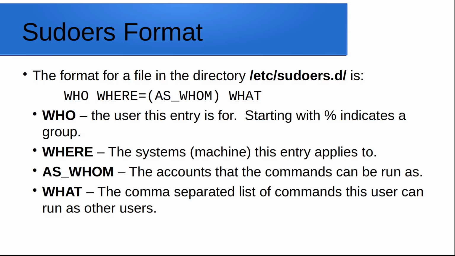As whom, so that lists who the accounts can run the commands as. You could run it just as root. You could run it as other users. It's pretty handy. And then the what is a comma-separated list of commands that the user can run. Isn't that great? You can use sudo, by the way, to run commands as other users, not just as root. It's pretty handy.